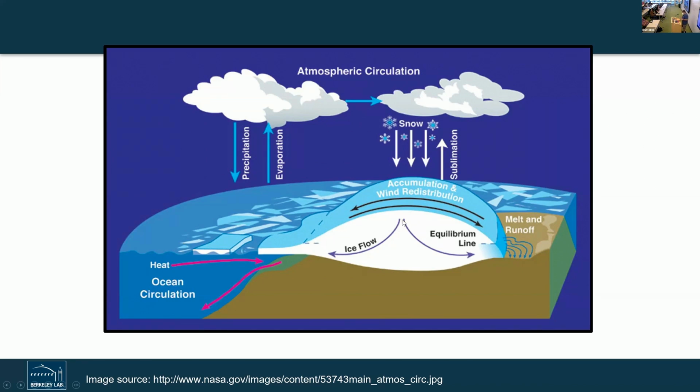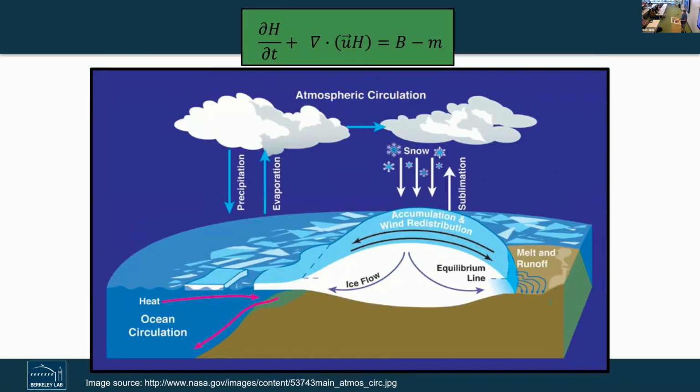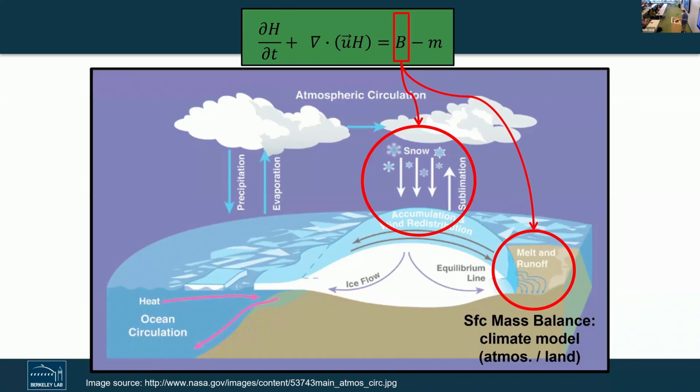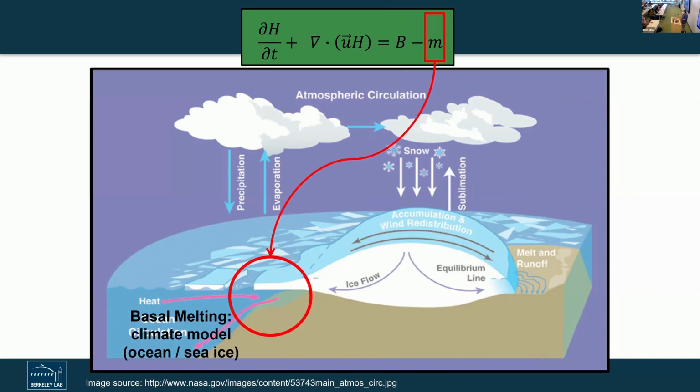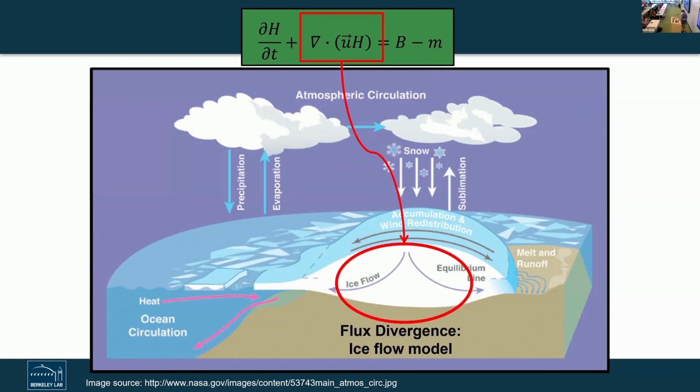And then you have ice flow, from the interior to the margins. If you want to write the equation for the rate of change of the ice thickness in any one place, it looks like this. It's a very simple equation. dH/dt is the rate of thickness change per time. The surface mass balance, the amount of snowfall on the surface, is the source term. Basal melting, any place where the ice is melting, probably from below, reduces thickness. And then you have this flux divergence, which is the divergence of the ice flux.